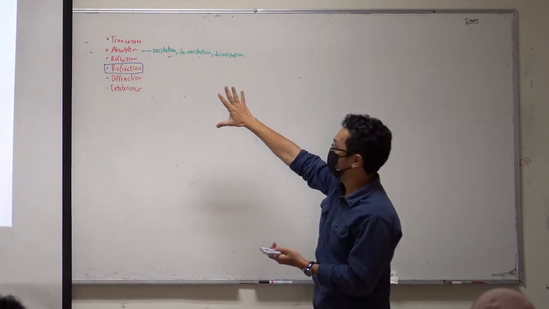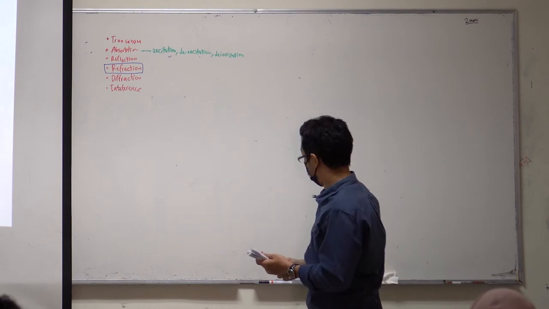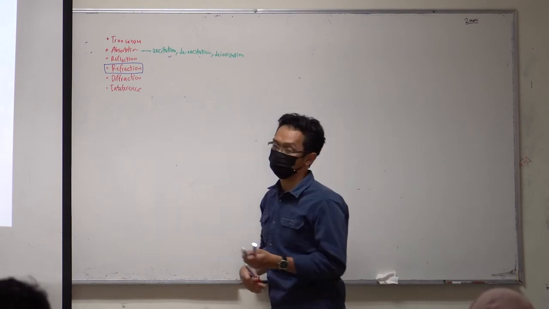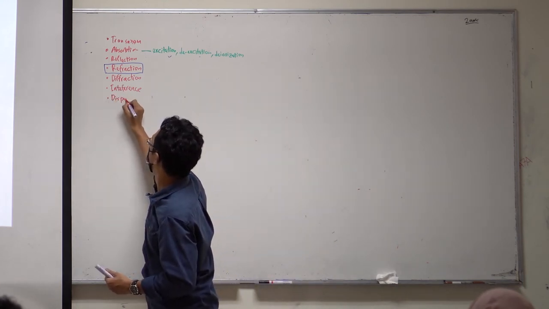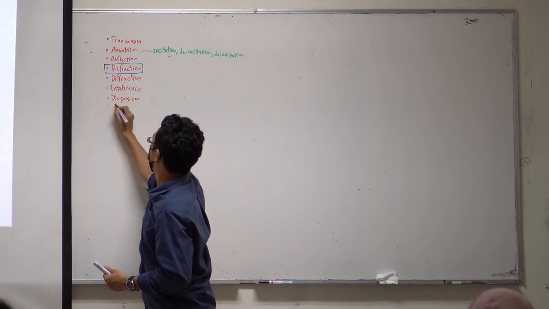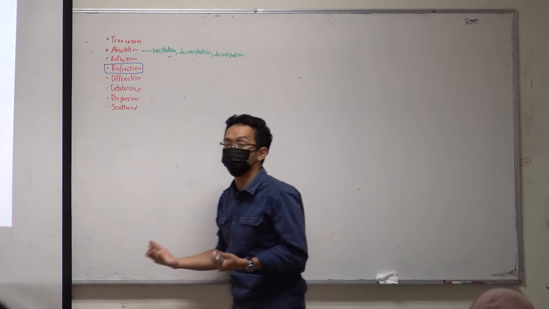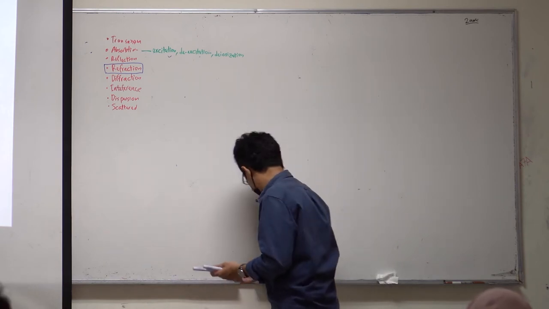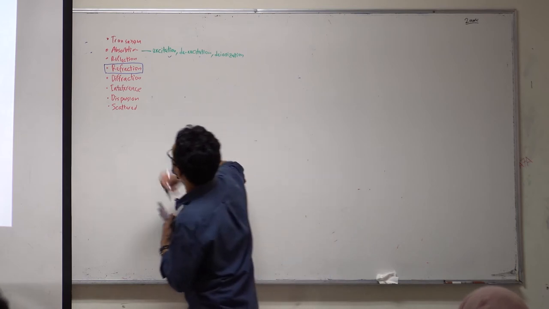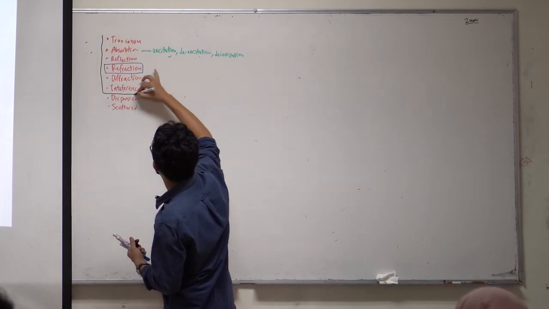Among all these, 1, 2, 3, 4, 5, 6, okay, there are many more properties of the wave. For example, wave can be dispersed. So dispersion, scattered. So that's also what happens when you use wave. But we only focus up until here only, from here to here only.